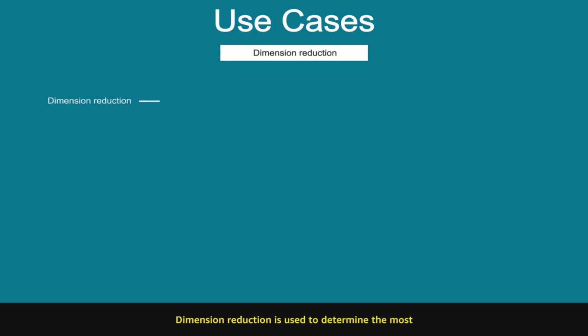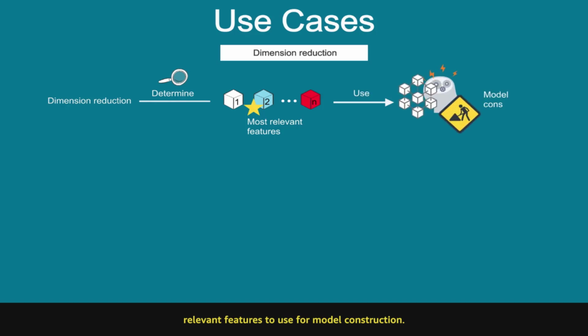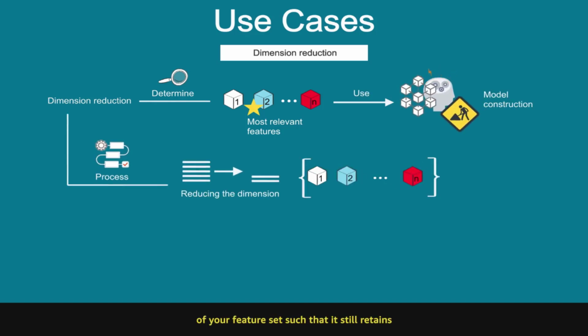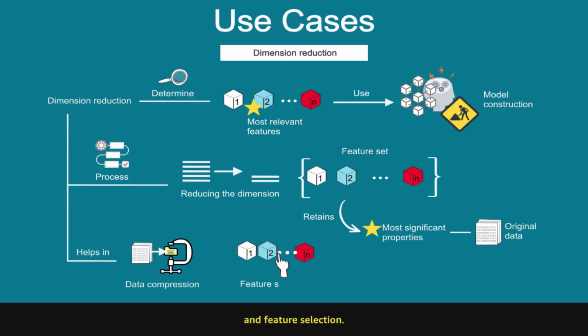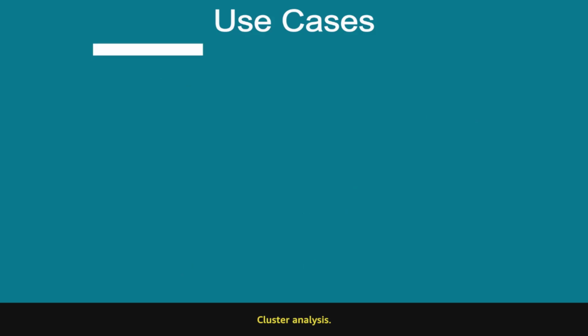Here are some problem types, or use cases, that can be addressed by unsupervised learning. Dimension reduction. Dimension reduction is used to determine the most relevant features to use for model construction. It is the process of reducing the dimension of your feature set, such that it still retains the most significant properties of the original data. This helps in data compression and feature selection.